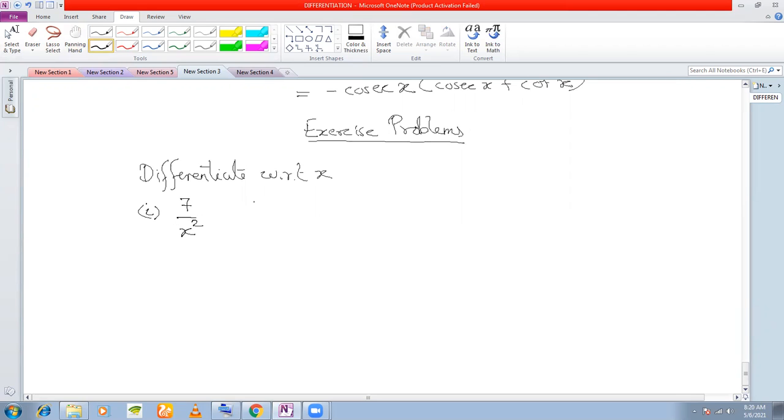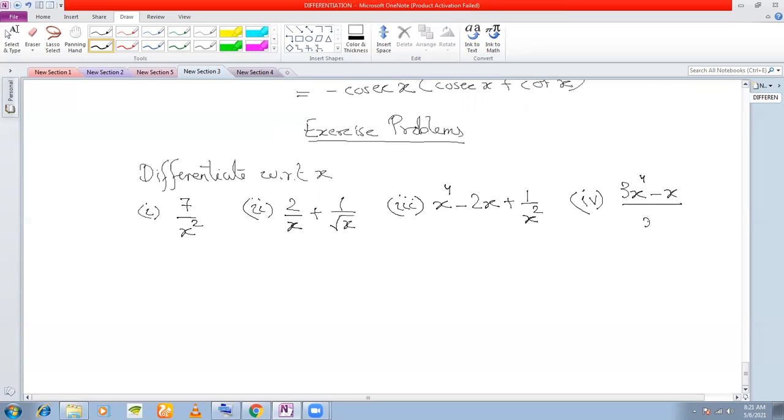Next question here is 2 by x plus 1 by root x. Third is x to the power of 4 minus 2x plus 1 by x squared. Fourth one is 3x to the power of 4 minus x divided by x cube.